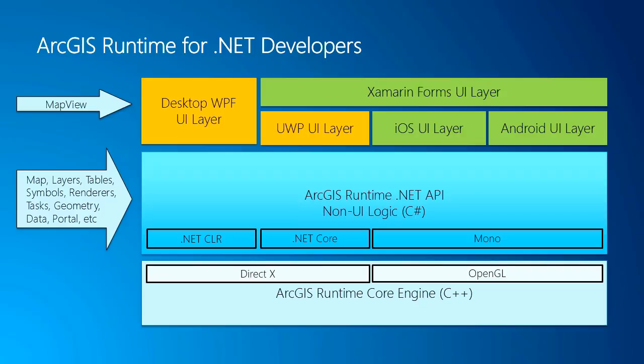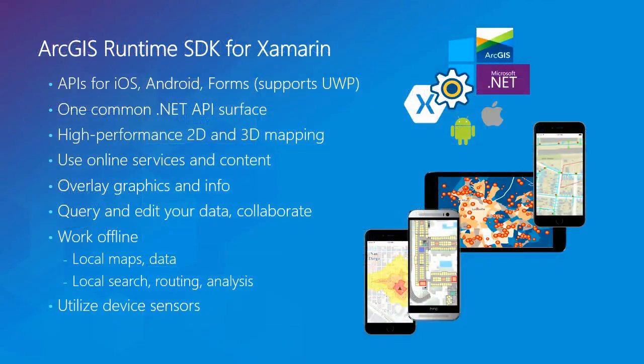So the key here is we've got a common native core in our C++ runtime core engine. We've got a common .NET API at the managed level. And then we have some differentiation at the UI, and there's an example of some of the controls that we do provide today to enable you to leverage some of the differentiation in the UIs. So we have some shared logic across the runtime for .NET developers. So what are some of the things that we include in the ArcGIS Runtime SDK today?